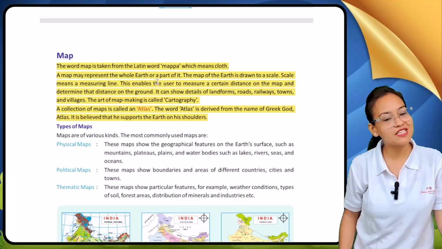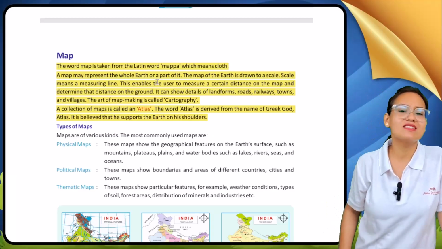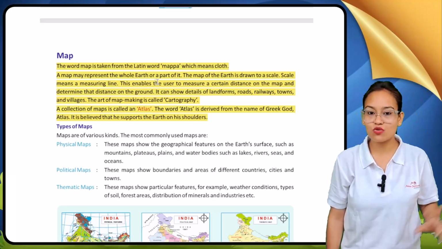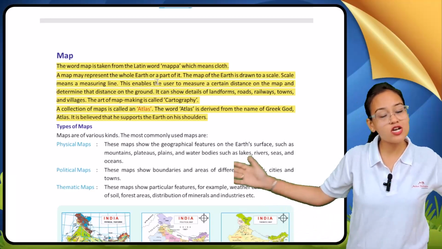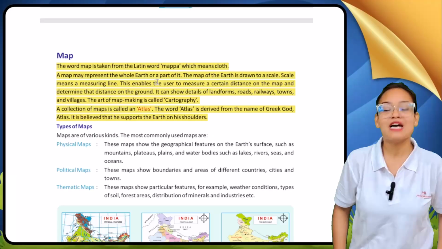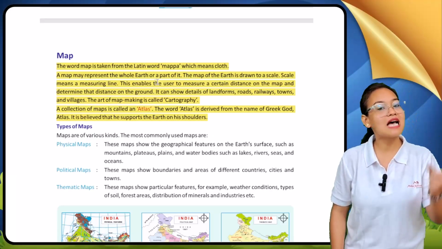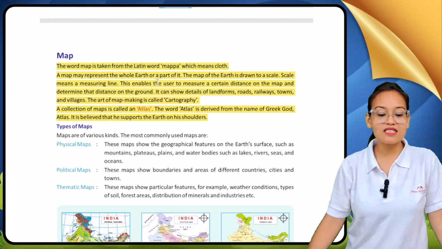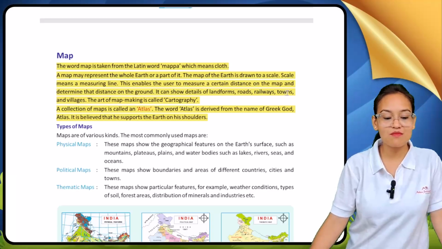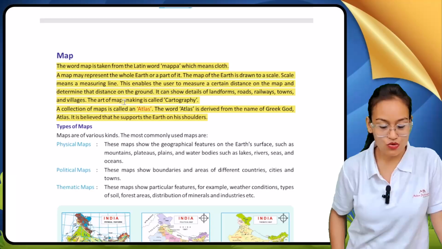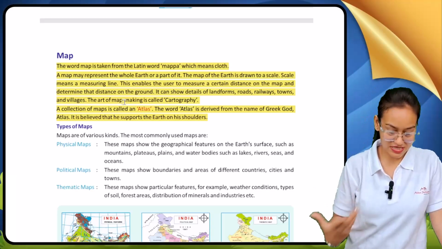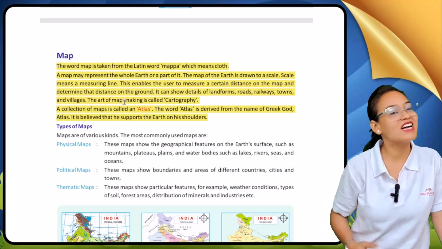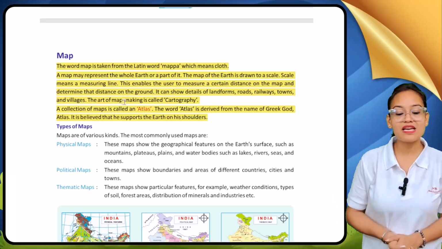Now what is the meaning of a scale? Scale means measuring line. And why do we need scale? Because the distance between any areas is measured in kilometers and meters, so it is not possible to draw such a huge distance on a single sheet of paper. That's why we reduce those distances and we can easily draw the map with the help of scales. This enables the user to measure a certain distance on a map and determine that distance on the ground. With the help of scales we can also show the details of landscape, roads, railways, towns and villages.